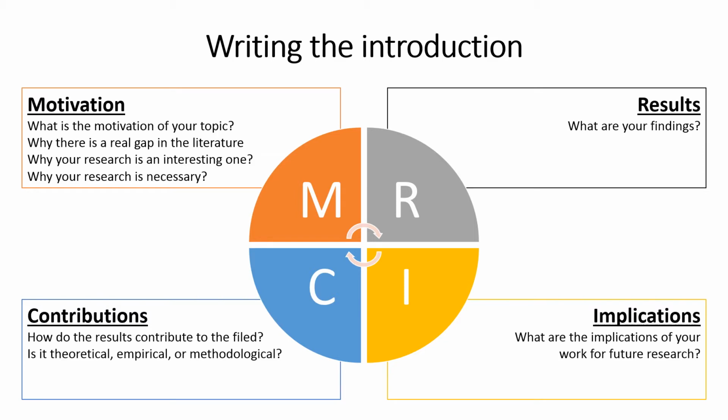C is for contributions. So how do these results contribute to the ongoing research or previous literature? Contributions can be theoretical. They can also be empirical when you bring up new data or highlight new phenomena. And they can be methodological if you design a new method that is better than others or complementary to others.